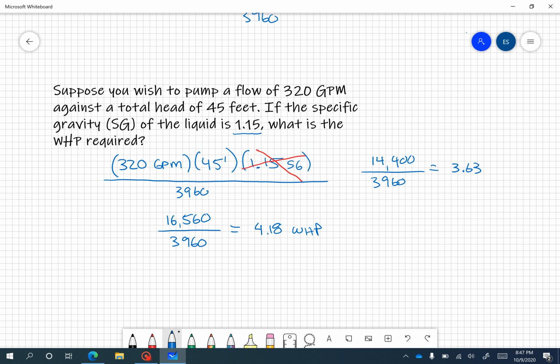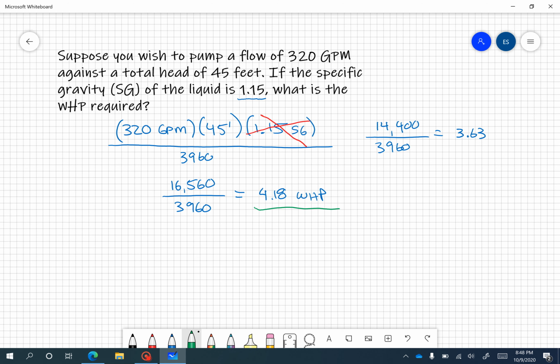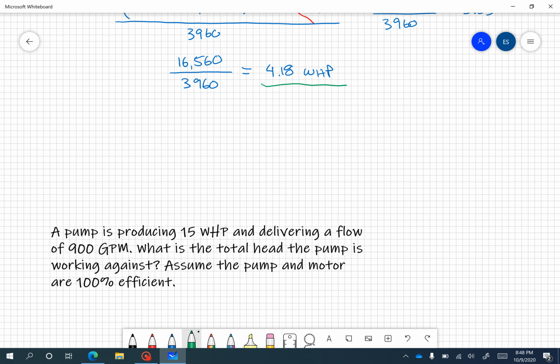So you can see the denser liquid would require more effort to lift, so a higher, greater water horsepower. And that's why we have to factor in specific gravity, and why that has to be factored on the top half of our equation.